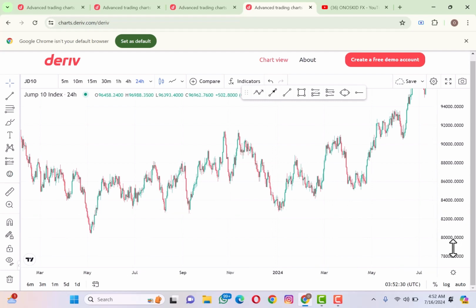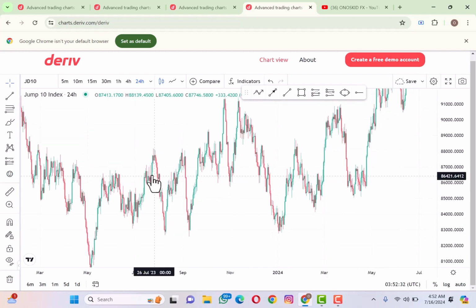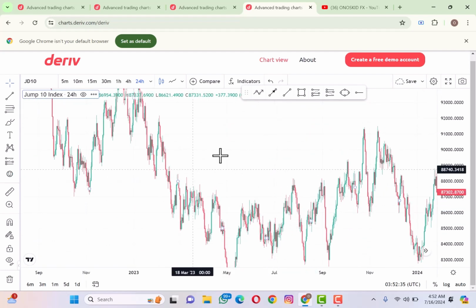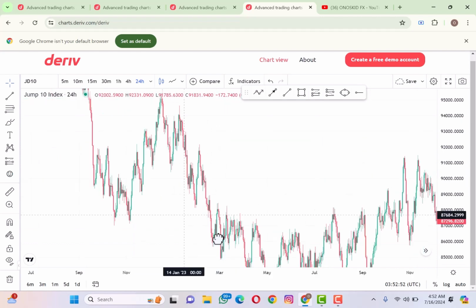The chart is also very, very clean, as you can see. And the least lot size, it is very, very stable. The least lot size is 0.001, which is very, very stable. You can actually trade with a $10 account. You can trade with even a $5 account on this particular pair. So that shows how stable it is. So that is one of the reasons why I selected this pair.